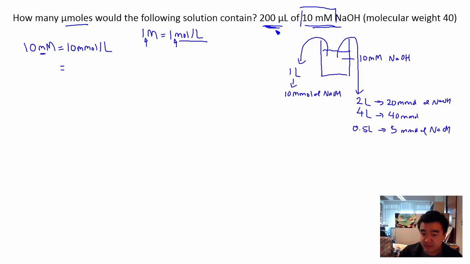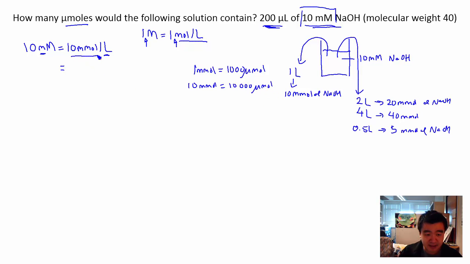The thing is, we don't take out 2 liters, 4 liters, or half a liter, we take out 200 microliters. And so instead of having a liter expression here, let's try to bring it down to the level of a microliter, or at least a milliliter. So coming back over here, we have 10 millimoles per liter. Now we know that 1 millimole is equal to 1,000 micromoles. Therefore, 10 millimoles must equal 10,000 micromoles.